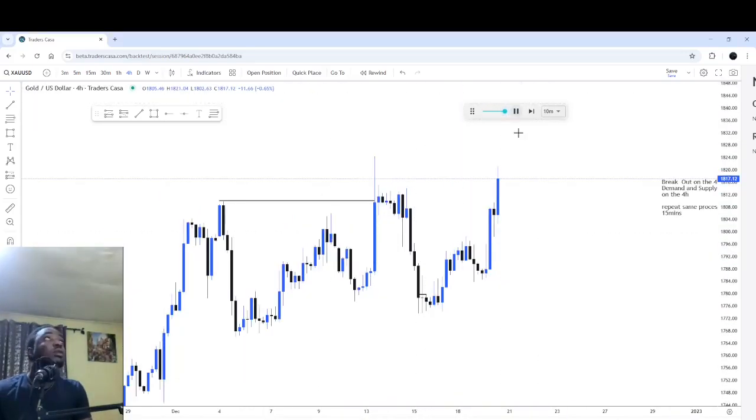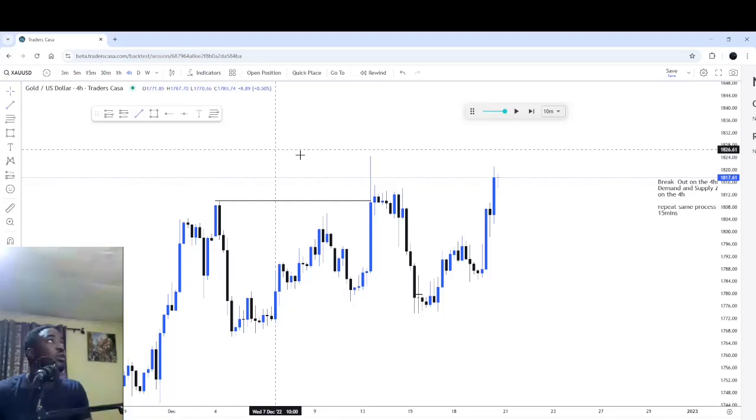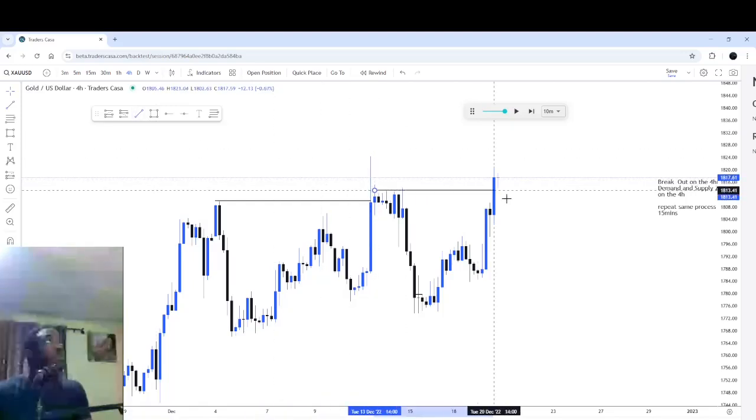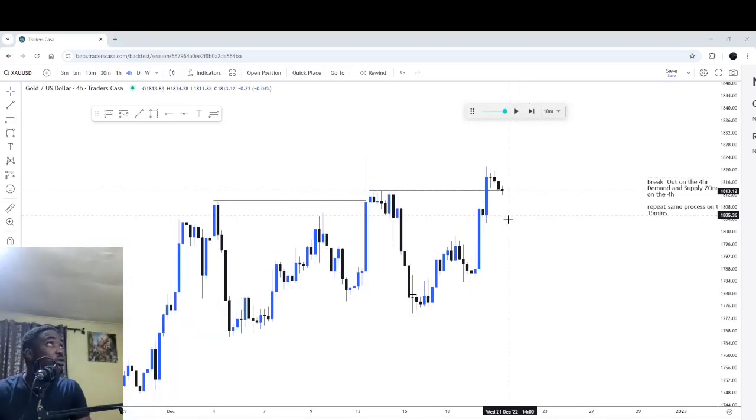Okay, so now let's continue with this. We have another break of structure here. We'll try a ride with the trend. We have another break of structure here. We've gotten another break of structure around this zone.